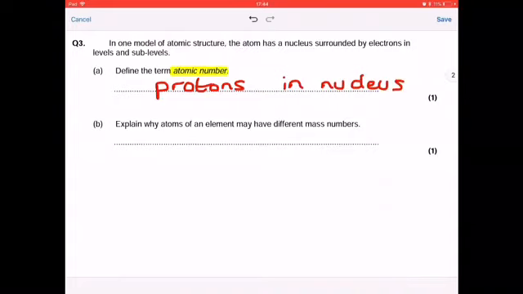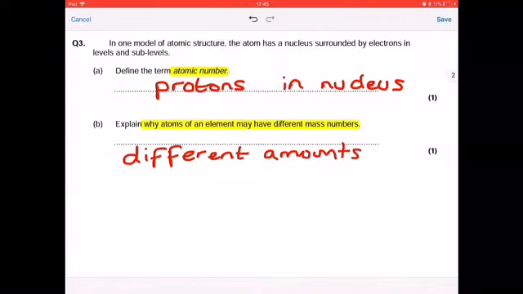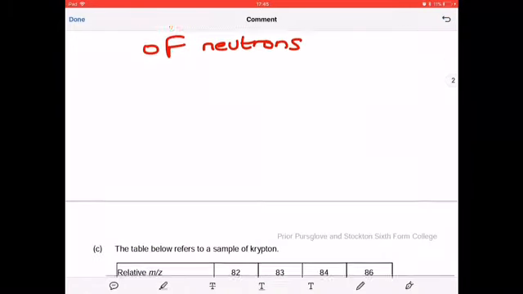Second question, and basically it's asking why atoms may have different mass numbers. The definition is not just to write that they are isotopes, but that they have different amounts of neutrons. And again, you have to mention the neutrons in order to get the mark. So different amount of neutrons gets you that second mark there.